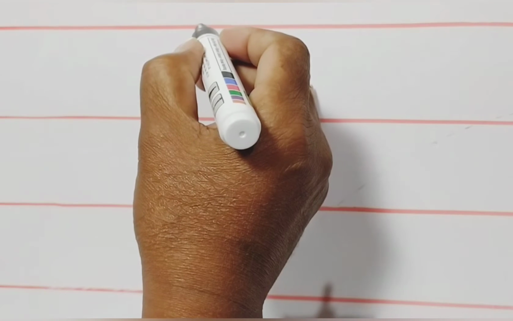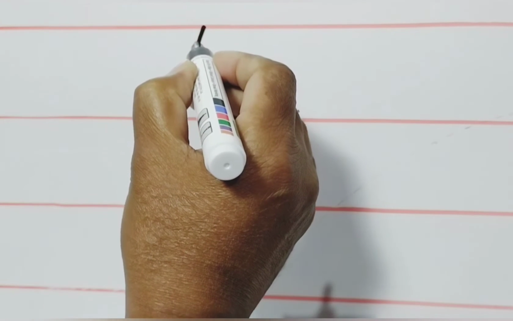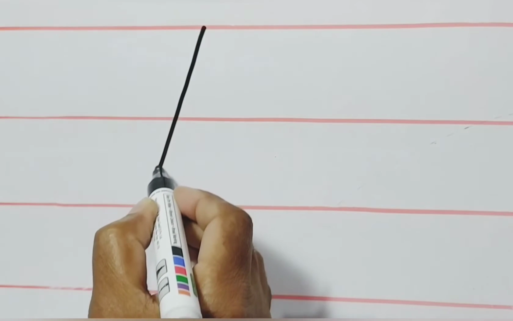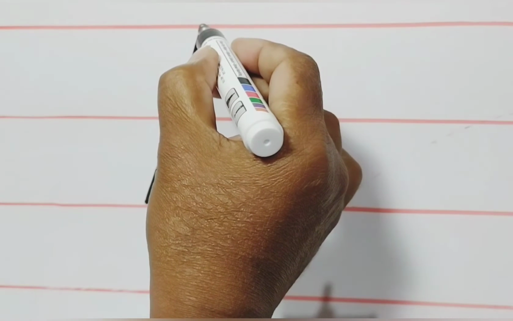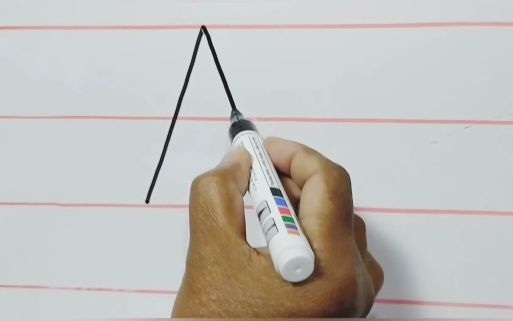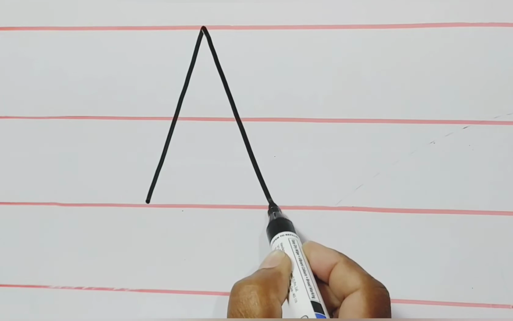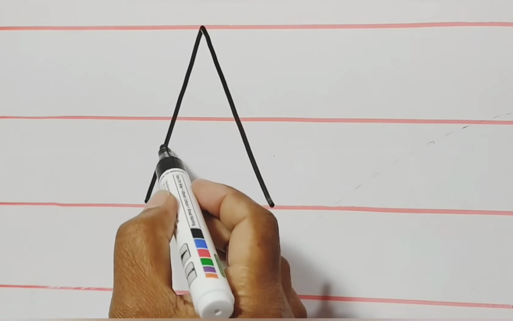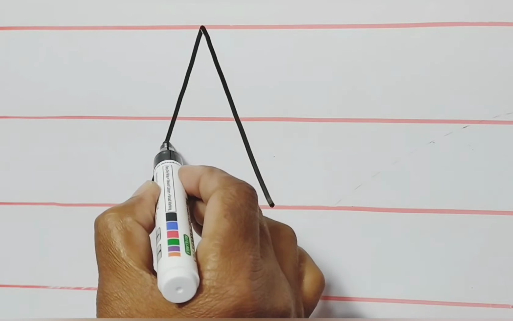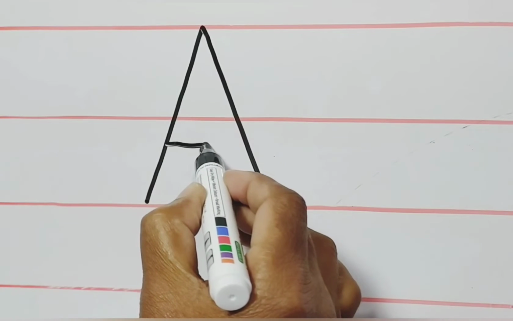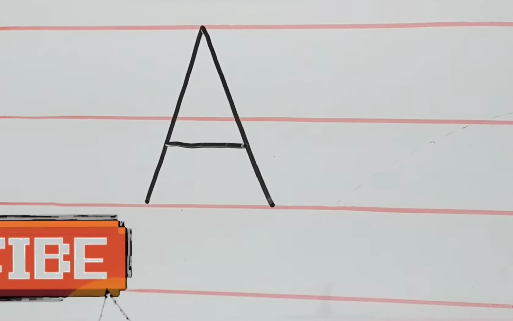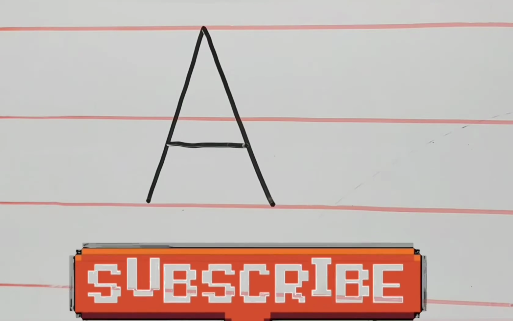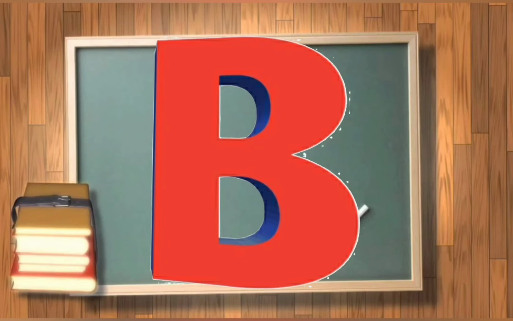Start from the top and draw a slanting line downwards. Go to the top again and draw another slanting line down to the opposite side. Then go a little below the middle and draw a sleeping line across. This letter is A. Next letter B.